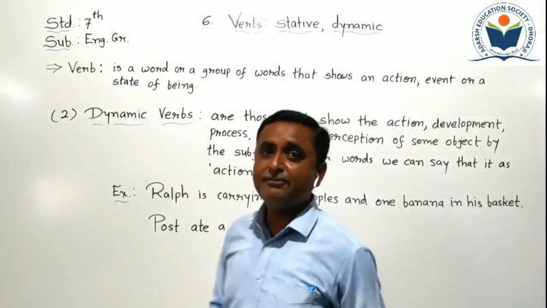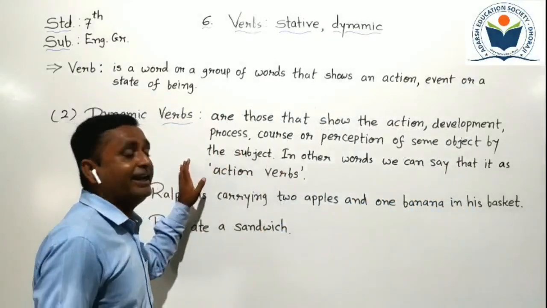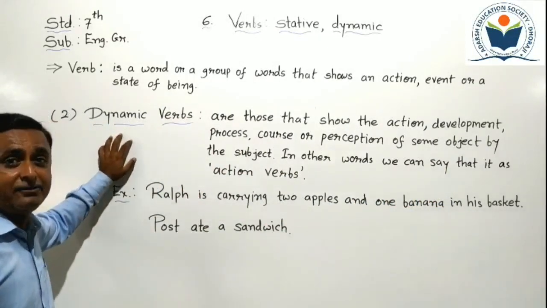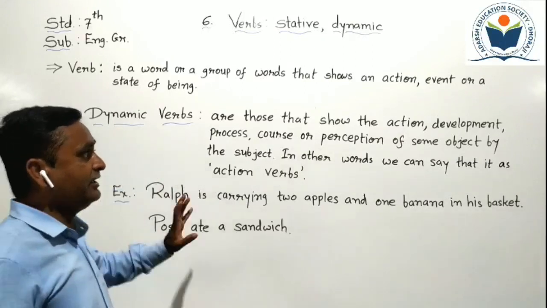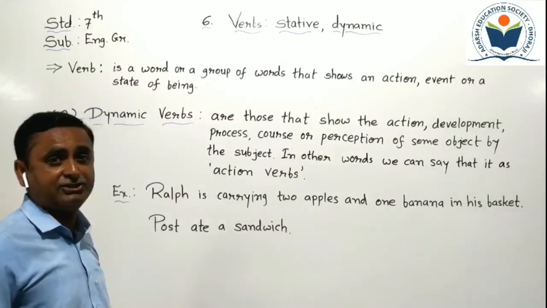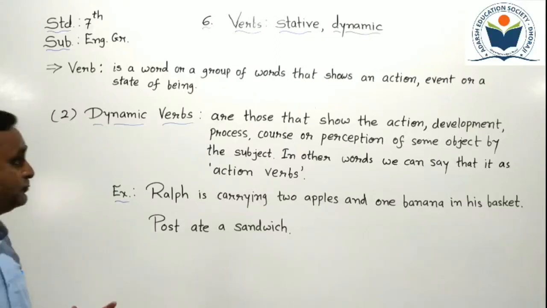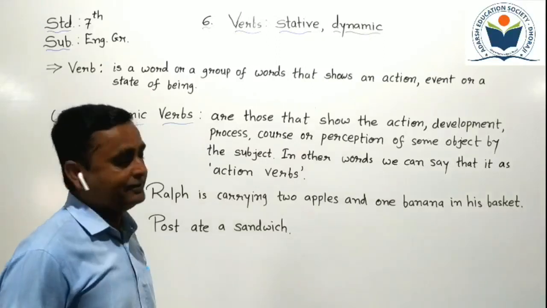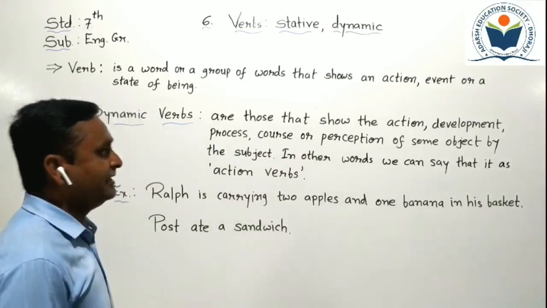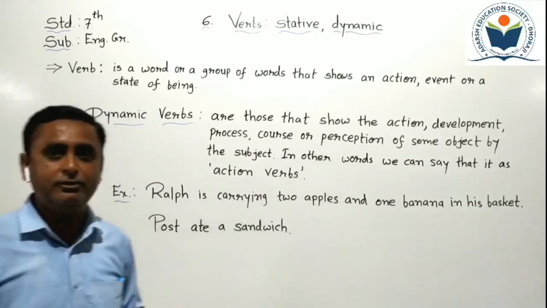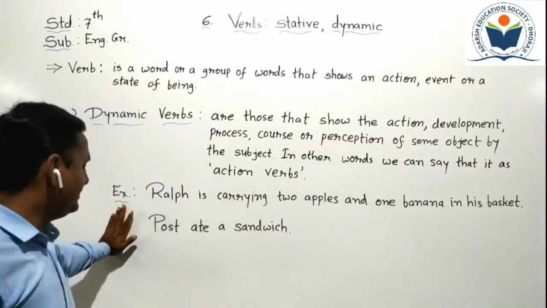In our 6th standard, we studied that it's an action verb. It is known as a dynamic verb. Dynamic verbs are those that show the action, development, process, etc. of some object by the subject. In other words, we can say that it is an action verb. Here, we have to understand it by example. One example is given here.